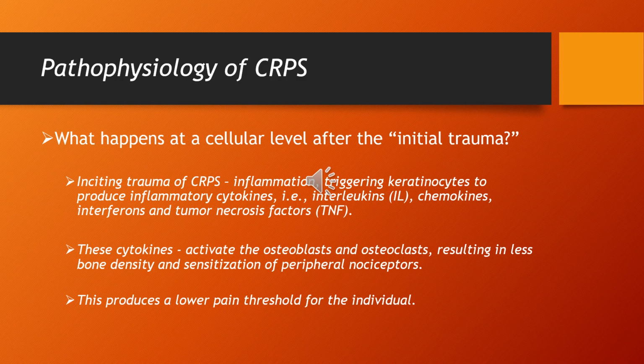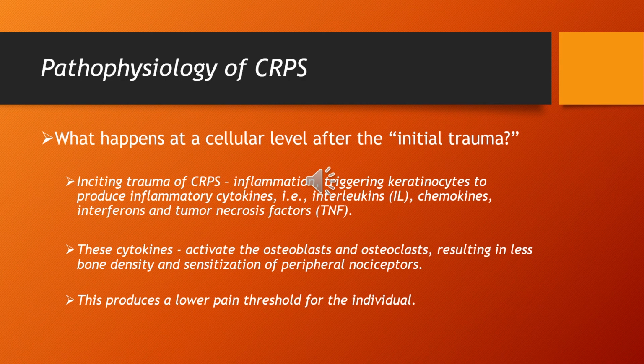Okay, let's take a dive into this condition at a cellular level. So what happens at a cellular level after the initial trauma? Well, first, the inciting trauma of CRPS is usually responsible for the inflammation, and this immune response triggers the keratinocytes, which are the dominant cells of the epidermis of the skin. They're essential for skin repair. So these keratinocytes produce the inflammatory cytokines. These are going to be very important as we move forward.